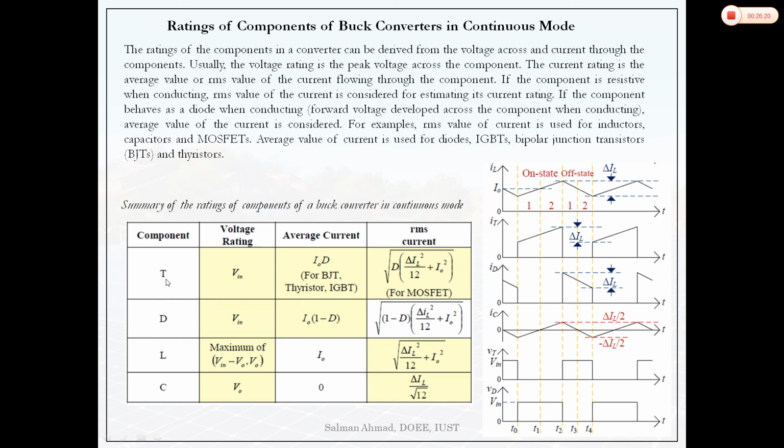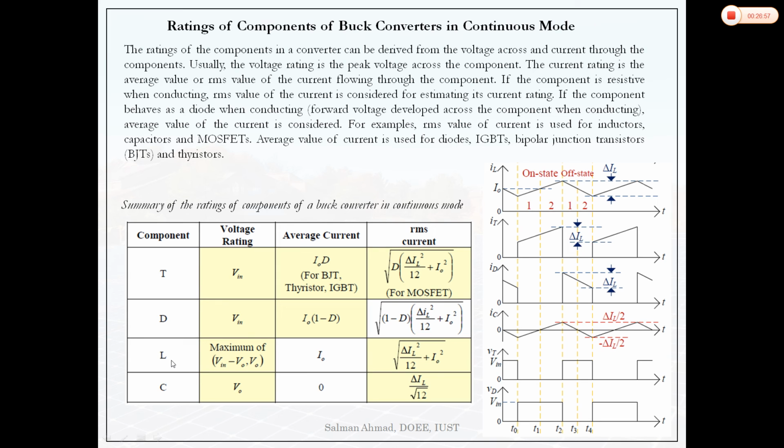We are using this control switch, then diode, then L and C. So the voltage rating is straightforward from the waveforms. These waveforms are actually drawn to understand the component ratings. For VT, you can see that the maximum voltage appearing across the switch is V in. So the voltage rating of that will be V in. For the diode also, the maximum voltage appearing across it will be V in, so the voltage rating will be V in.